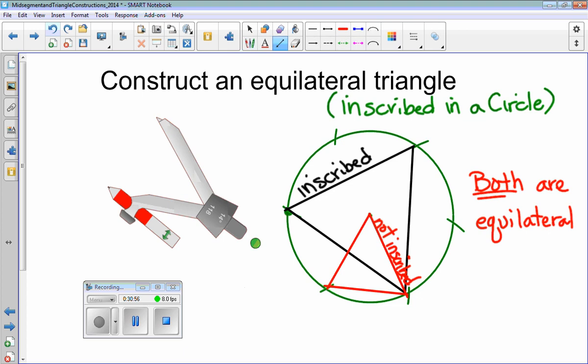I think this is kind of an easy construction. It's kind of nice. Some of the constructions we do are easier, but this is one of the easier ones.